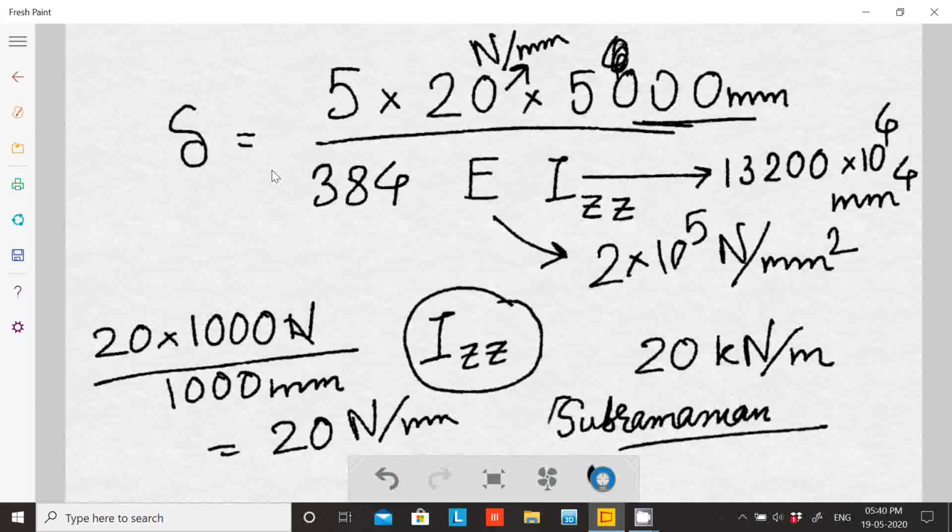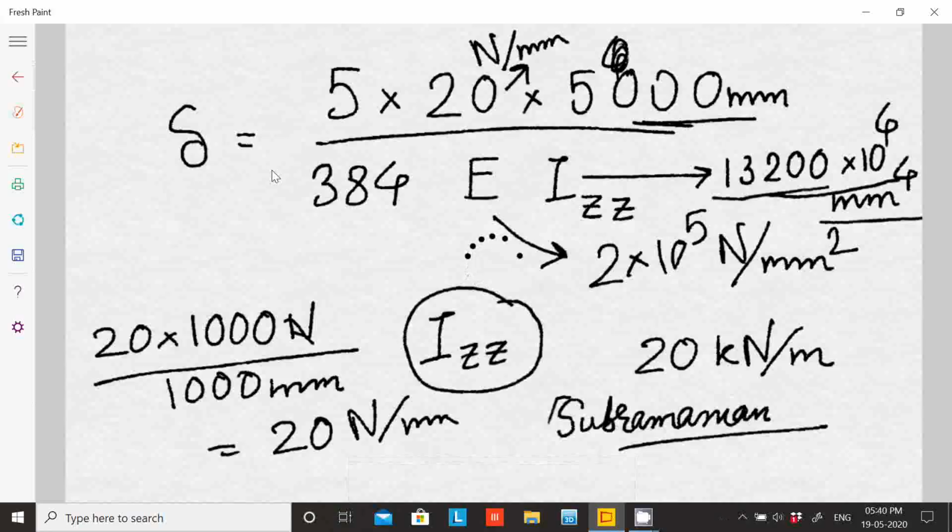Now I am solving one problem from Subramanian. The value that he has used is 13200 into 10 to the power 4 mm^4, and you may see that in your steel table it is different, so don't worry about it. It depends on which year he wrote the problem. So all these things matter.